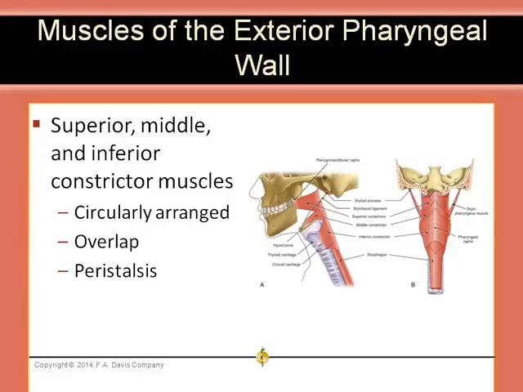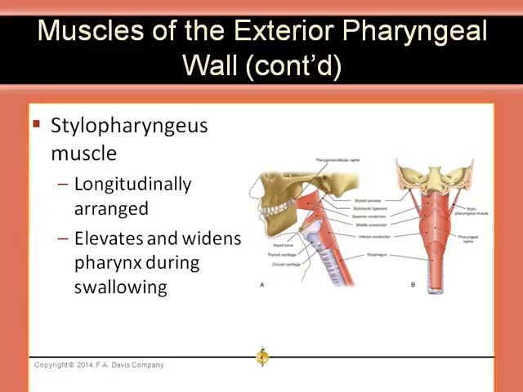The muscles of the exterior pharyngeal wall are the superior, middle, and inferior constrictor muscles. They are circularly arranged and overlap in order to cause peristalsis. The stylopharyngeus muscle is longitudinally arranged, and it elevates and widens the pharynx during swallowing.